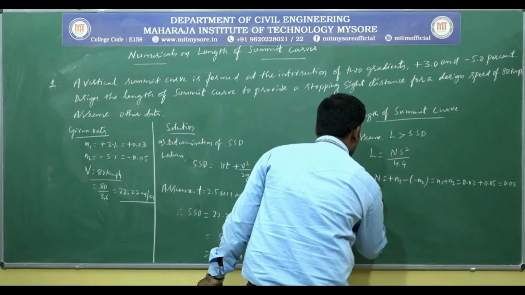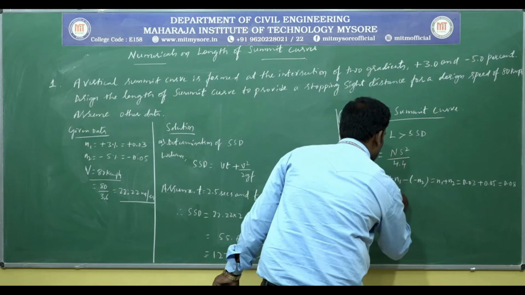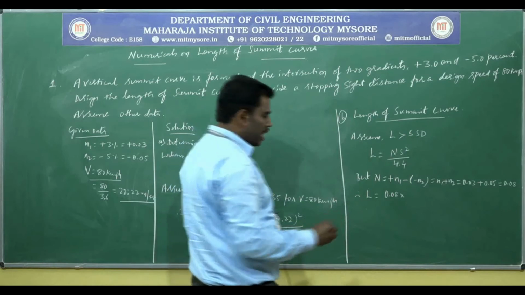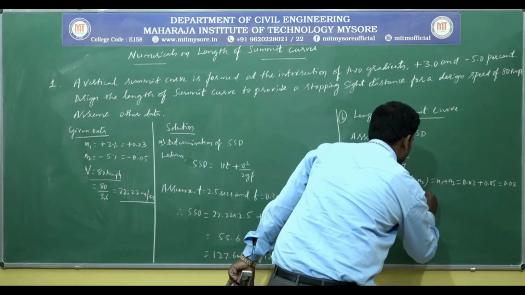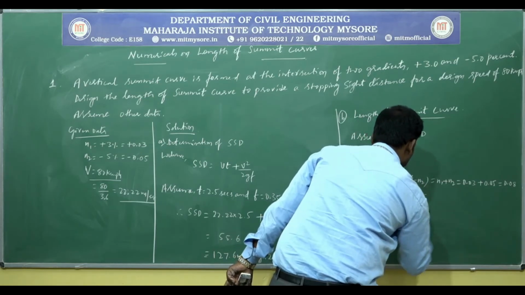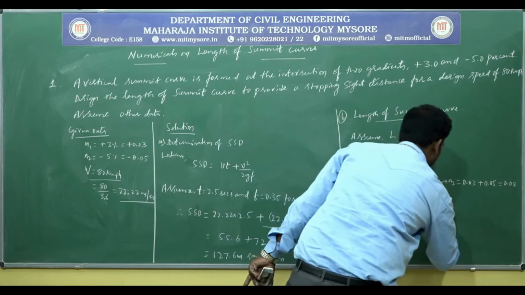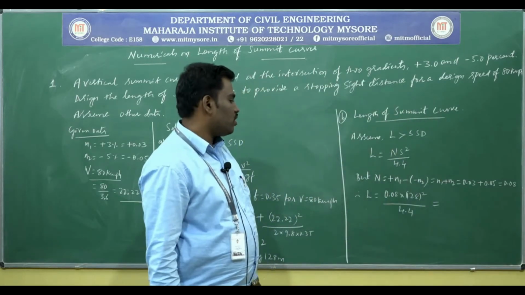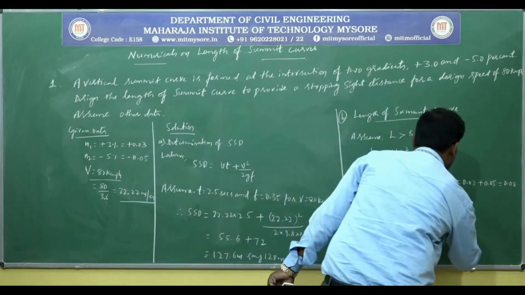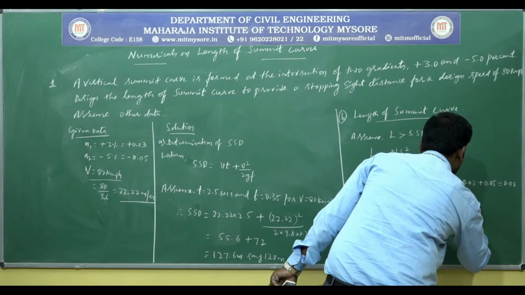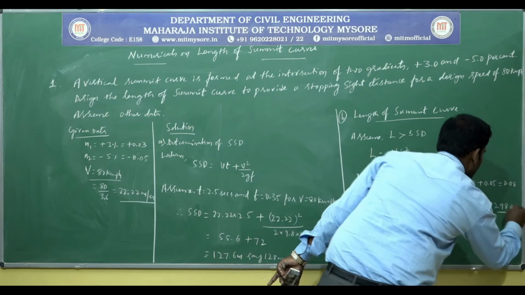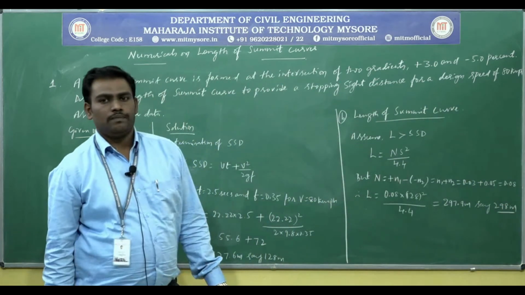Therefore L is equal to N S square divided by 4.4, that is 0.08 multiplied by 128 square, where S is the stopping sight distance 128, divided by 4.4. You may get about 297.9 meter, say 298 meter.